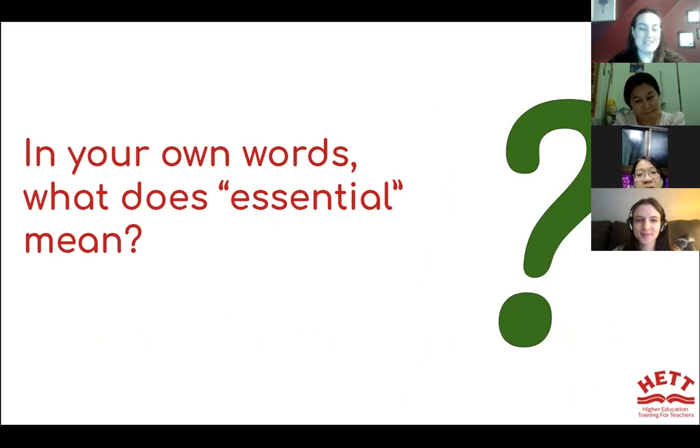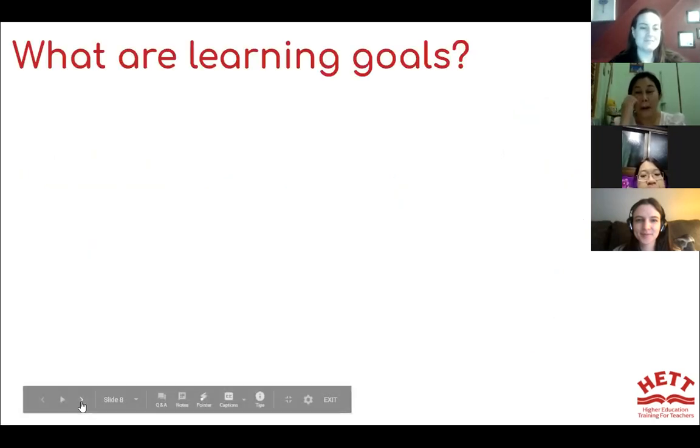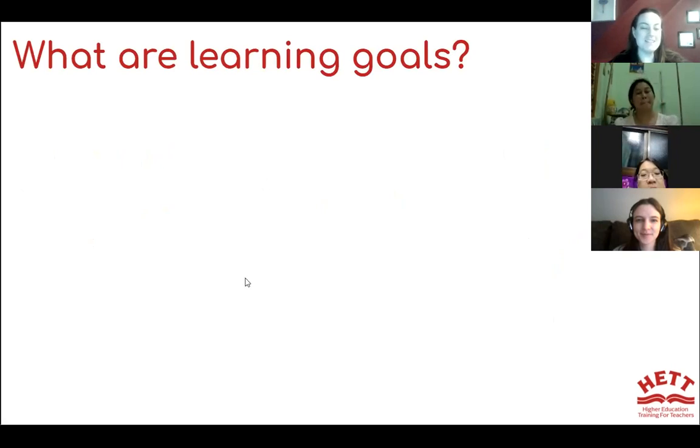If something is essential, what does that mean? Important, relevant, vital. Necessary. Yes, definitely. Yeah, so that's what essential means. And what are learning goals? We've talked about this in the last few classes. What are learning goals?